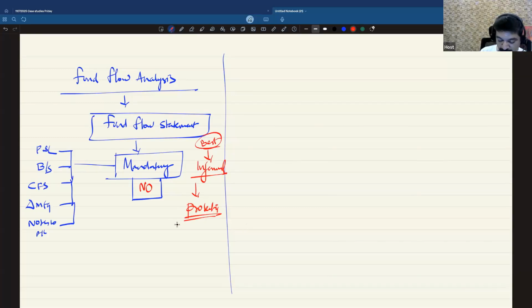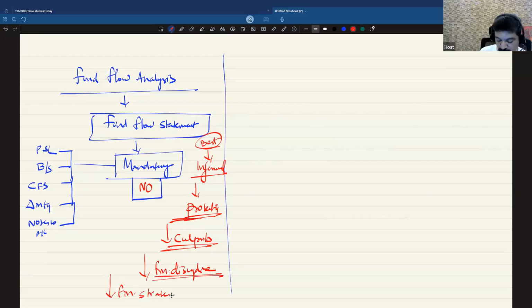They are catching the culprits because of the fund flow statement. They are able to understand the financial discipline of the borrowers because of the fund flow statement. They are able to understand the financial strategies of the borrowers because of this fund flow statement.